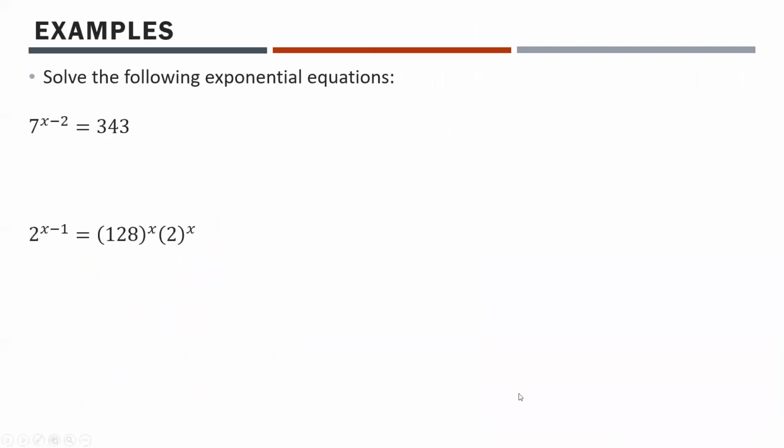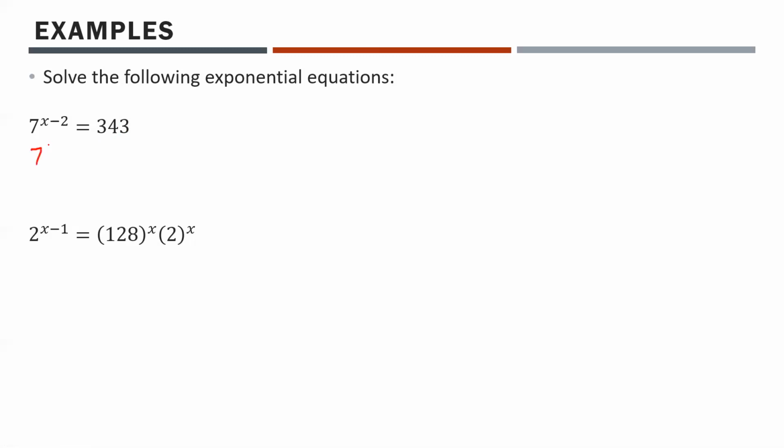All right, solve the following exponential equations. If you want to give these a try on your own, you're more than welcome to. You can just pause the video. But I'm going to go over them right now. 7 to the power of x minus 2 equals 343. My best guess would be 7 to the power of something is probably 343. And my guess would be 7 to the power of 3. Just checking in a calculator now, and I'm right, it is.